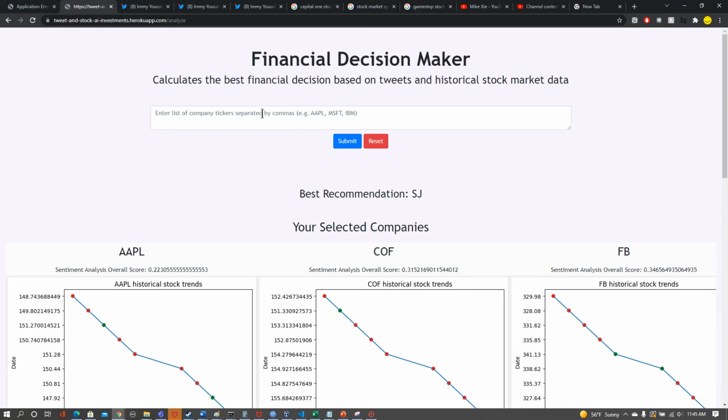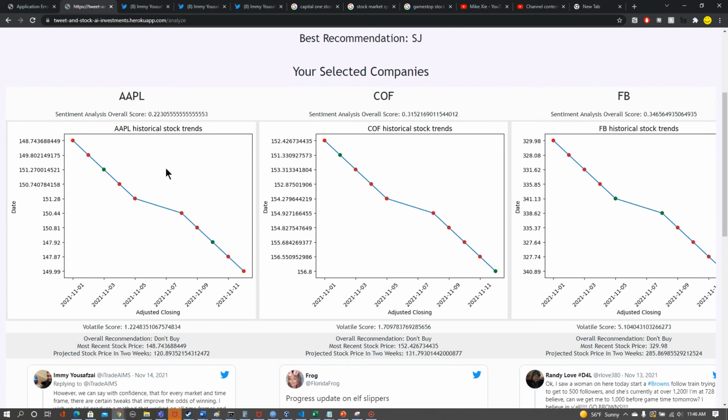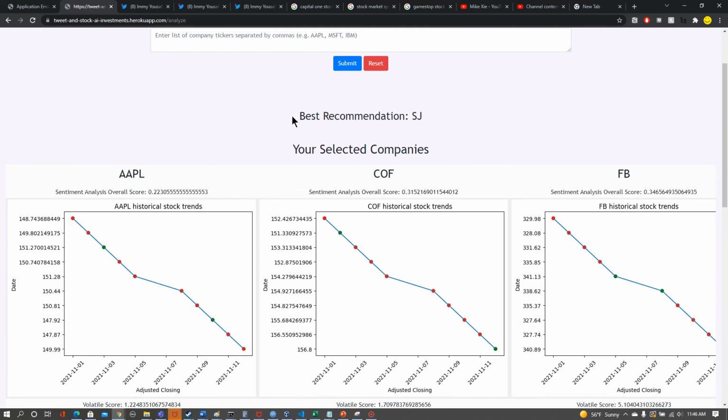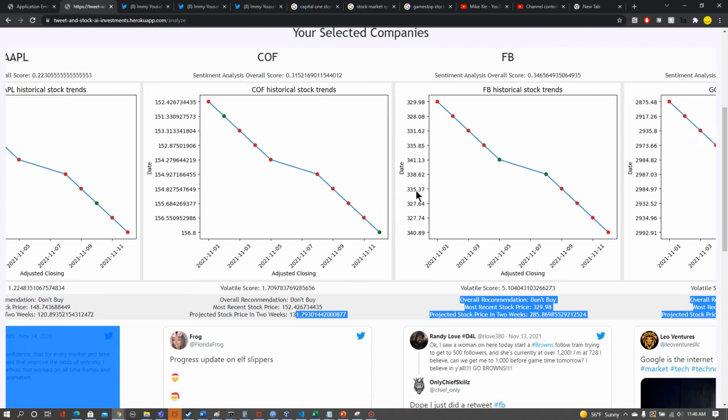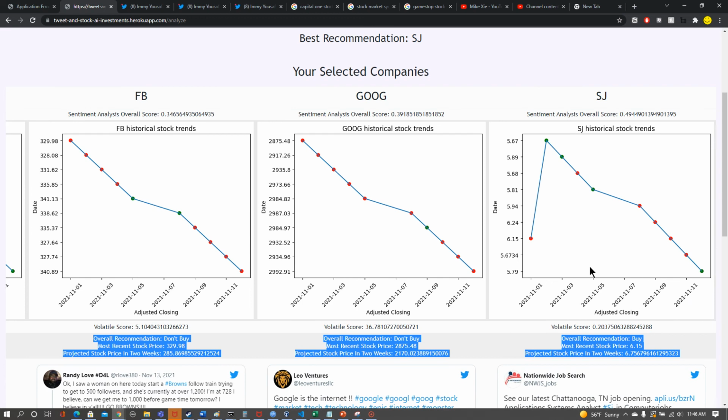After we have submitted the list of symbols, we can see that we have graphs for each of the stocks. You can see on our website that it recommends the symbol SJ, which is on this far right graph. It has a sentiment analysis score of about 0.49, which means that the tweets relating to SJ are about average in positivity and negativity. It has a volatility score of 0.2, which means that the price does not really change that much, at least in the last 2 weeks.